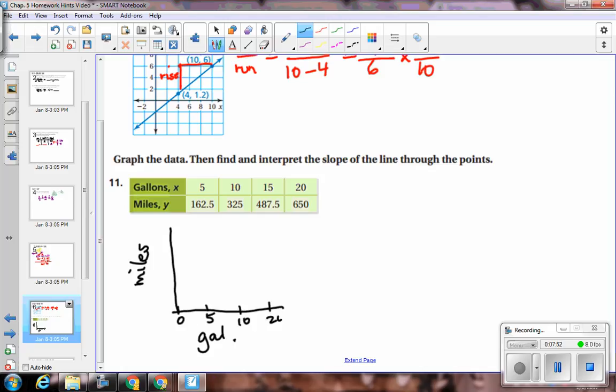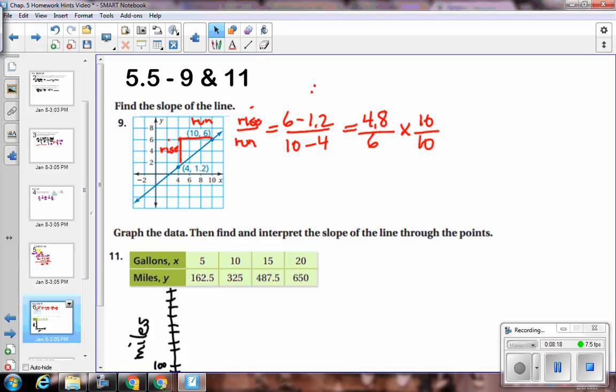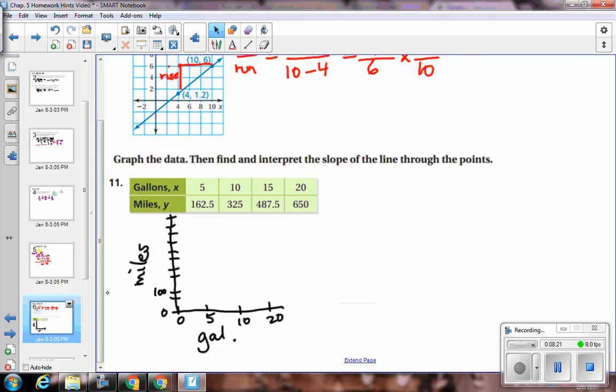And then our miles, really you shouldn't count by 162.5, you should count by a nice whole number, so I'm going to count by hundreds, because I have to go all the way up to 700. 200, 300, 400, 500. Oh dear, I'll make that smaller. Okay. That's kind of messy. But you get the idea that you have to find some sort of scale that's going to work for you. And I used hundreds. And then I'm going to plot my points.